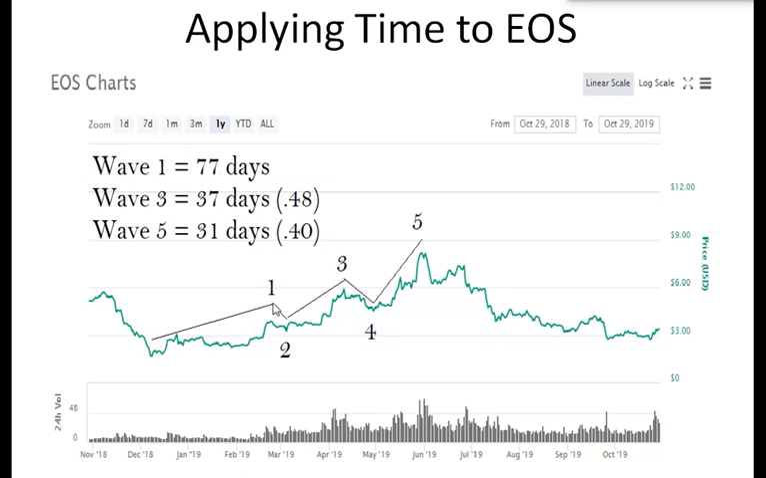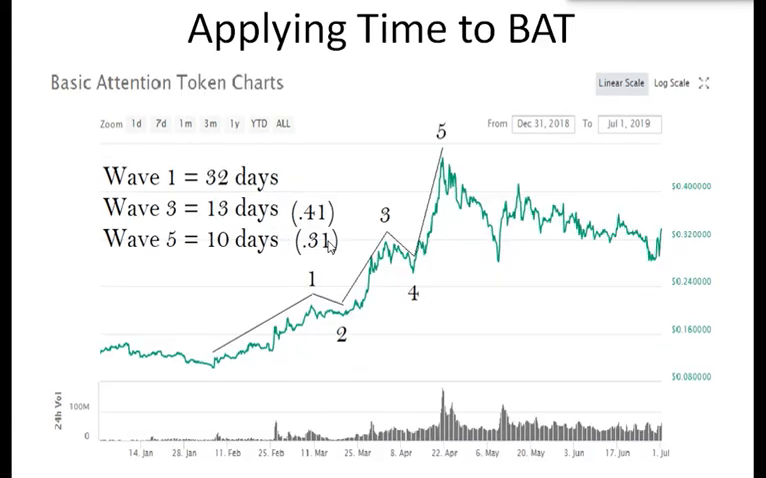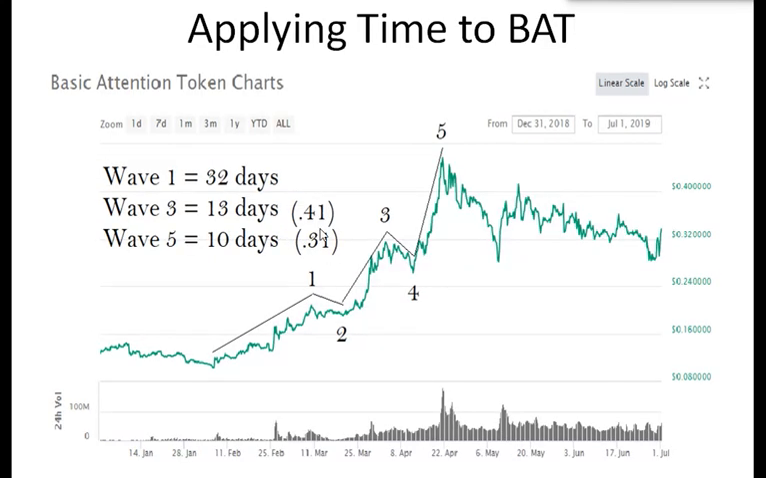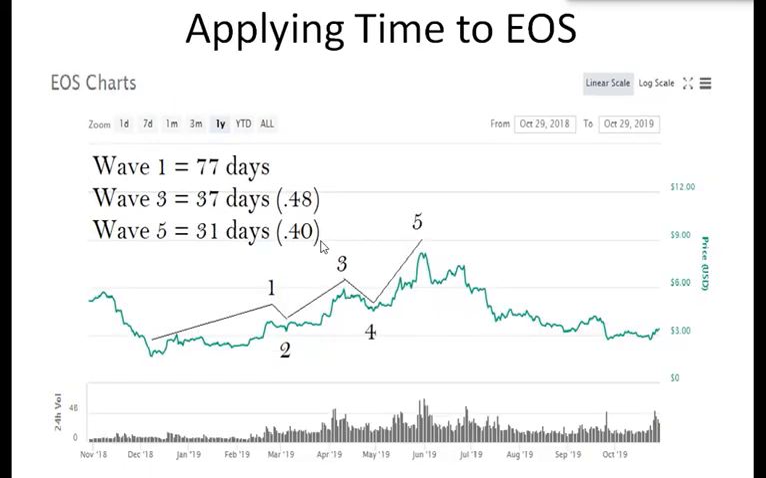So slowest, then half the time of wave 1, so faster, so slowest, faster, and then this here was like a lightning bolt. It was 40% of the time. In BAT, it was 31% of the time. This one here a little slower, but then you can also see there's about a 20% difference between the two. 20 to 25% difference. So that's another indicator as well.